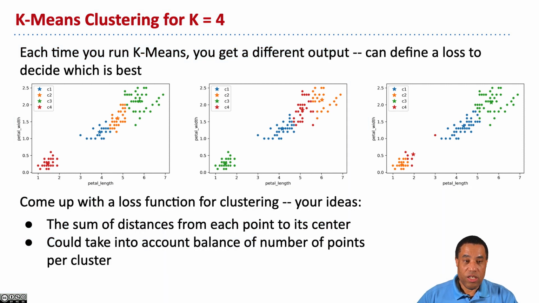Okay, so one idea might be the sum of the distances from each point to its center. Another one would be to look at the balance of the number of points in each cluster and see if we end up with a good balance of points per cluster. So these are just examples of what we might use as loss functions. And let's look at what are actually commonly used as loss functions.